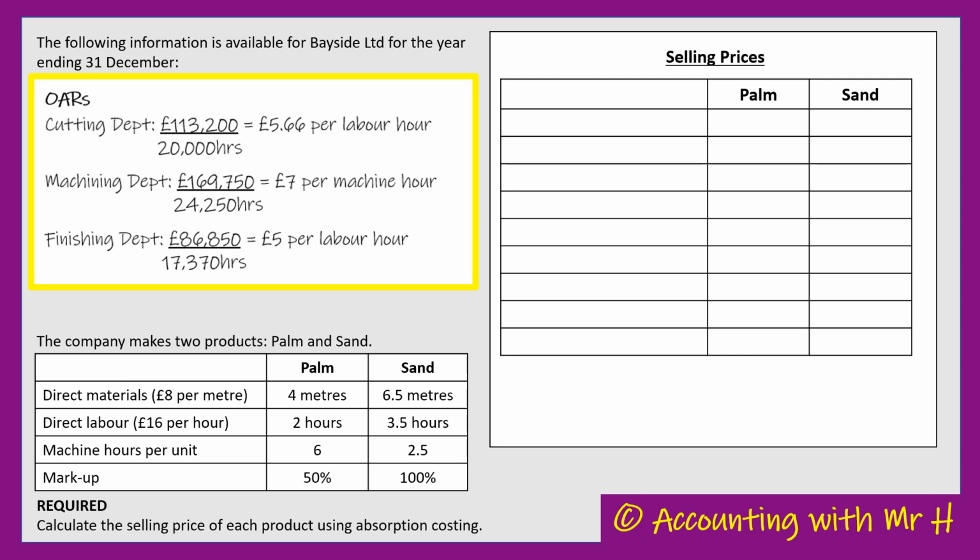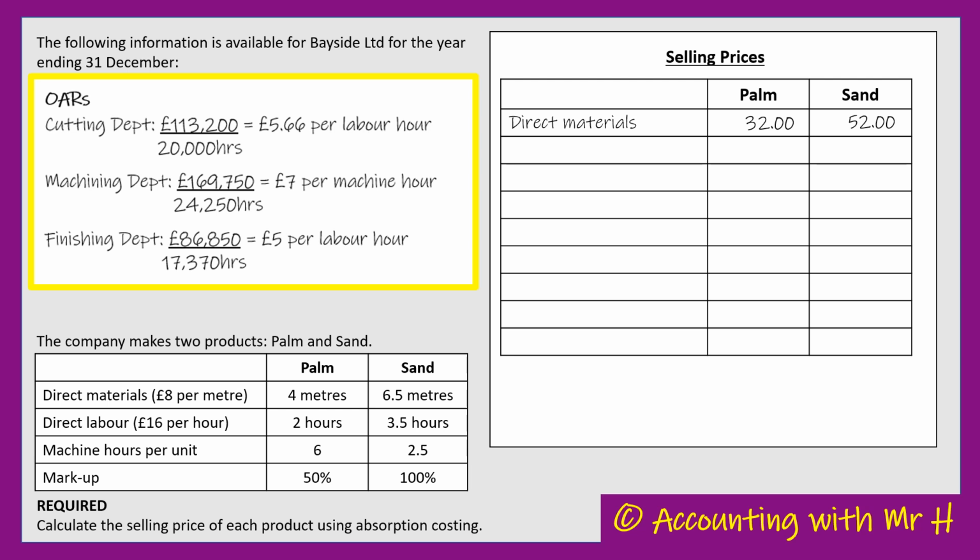For the palm, the direct materials cost £8 per metre, and to make one palm it requires 4 metres of this material. So that's going to cost £32. To make a unit of sand, they need 6.5 metres of this material, which costs £8 per metre, so that's going to cost 6.5 times 8, £52.